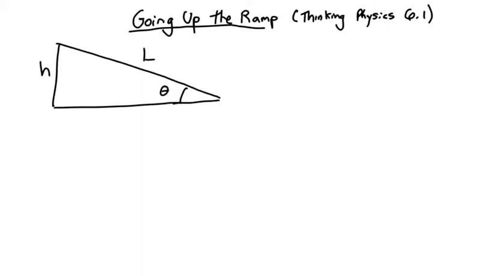So here's the setup. We have a ramp of length L, goes up a height h, and there's an angle with respect to the ground, theta here. And you have a crate of some kind, and you want to push the crate up the ramp. And the question is, can you make the length of the ramp longer such that the work it takes to get the crate up the ramp is smaller?